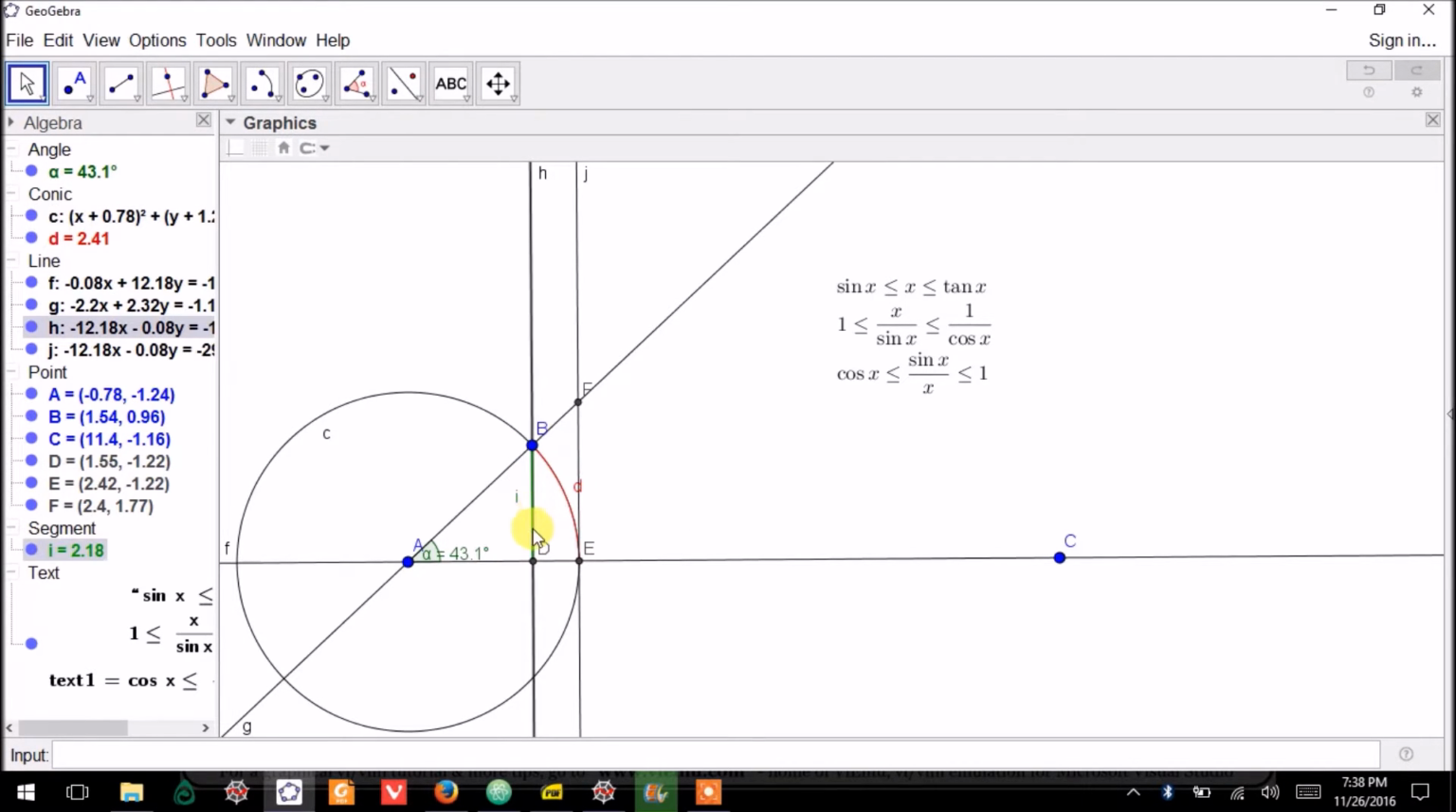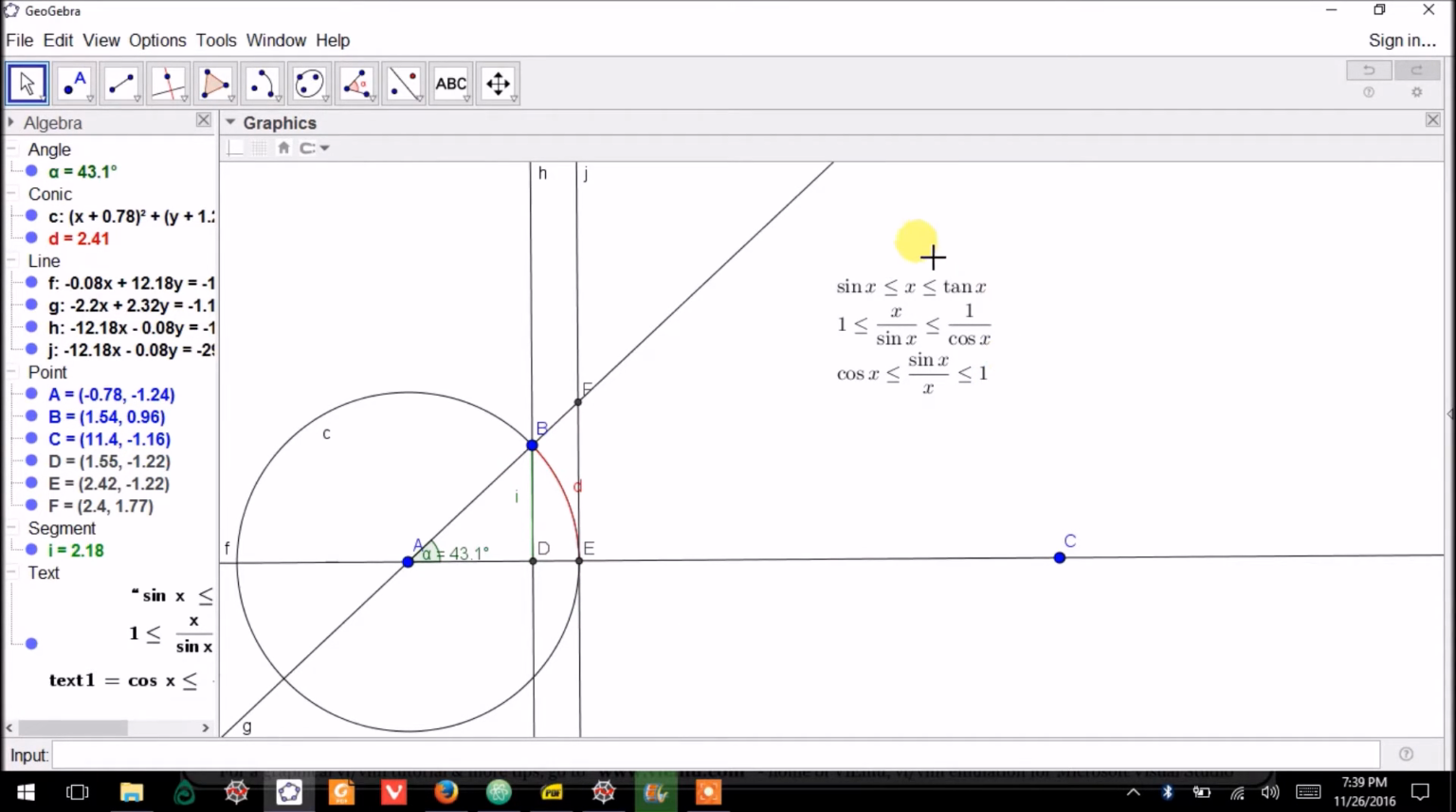So the green segment is the sine of the angle. The red segment is the same in measure as the angle itself, right? Because this is due to s equals r theta from high school geometry, where r in this case is equal to 1. So this just is the same as the angle measure. And so this justifies saying that sine x is less than or equal to x, because you can see that this arc length has to be longer than the green segment.